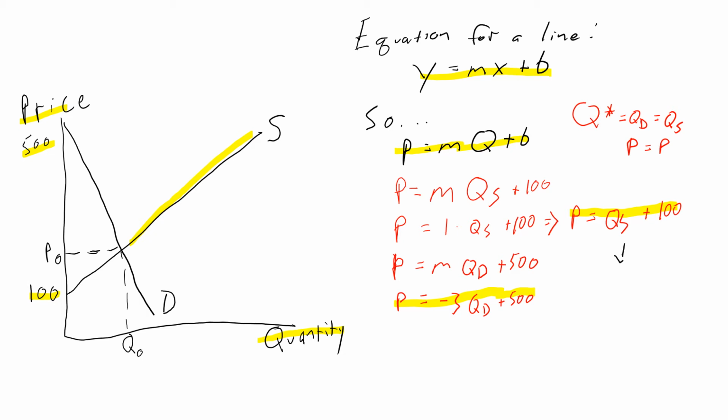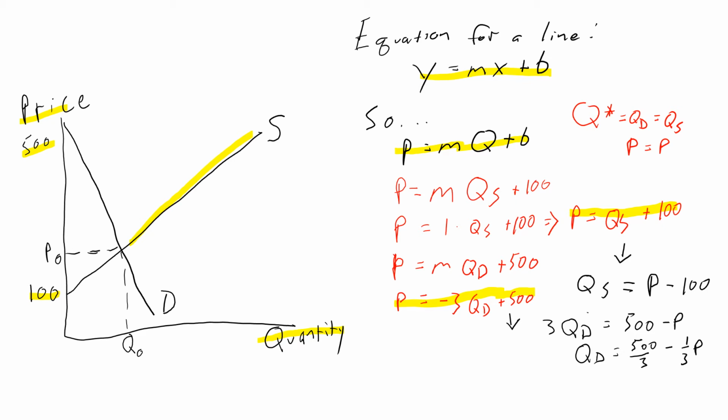So we would have something looking like QS is equal to P minus 100, and QD is equal to 500 minus P over 3, which we can simplify to QD is equal to 500 over 3 minus 1/3 P. And we can then set QD equal to QS.